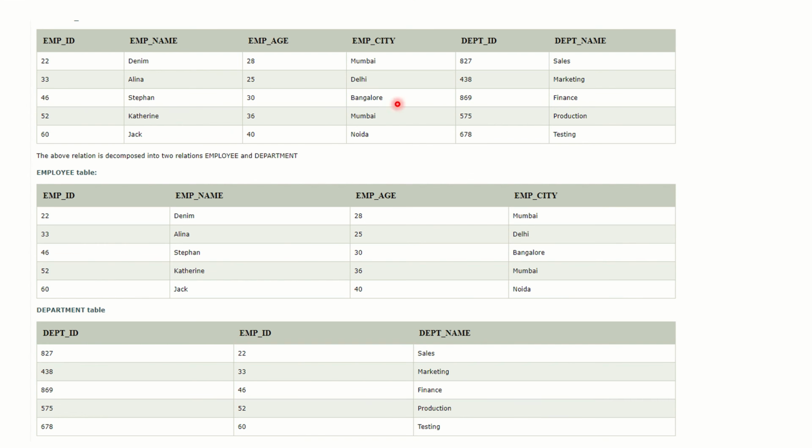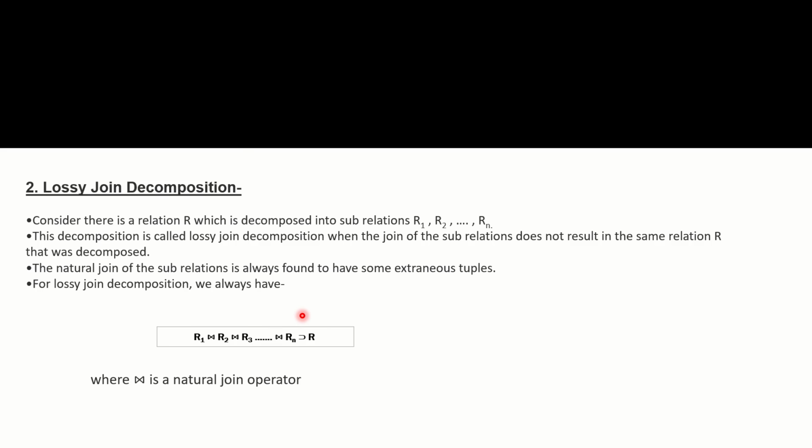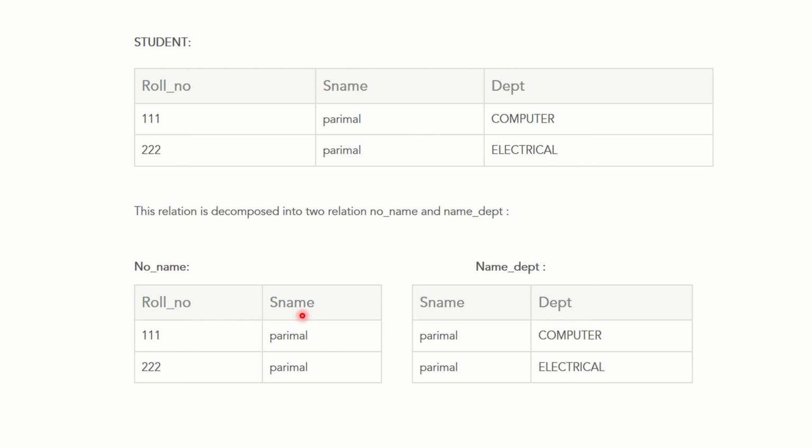This is another example of lossless decomposition. Suppose we have a table like this. This is a student table which contains the roll number of the student, name of the student, and department of the student. Similar to the previous example, you consider roll number as A, S name as B, and department as C.